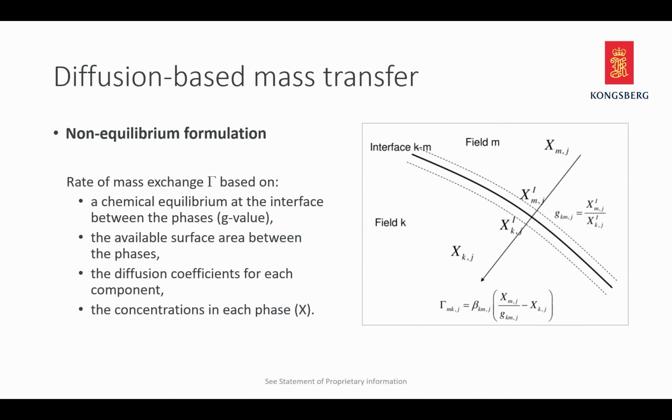Let me remind you now about the diffusion mass transfer. In LedaFlow, we use a non-equilibrium formulation, which means that we don't flash the contents of each cell. We only flash at the inlet and for the initialization. The rate of mass exchanged is instead based on the following: a chemical equilibrium at the interface between the phases. That's this G value that you see on the illustration. The available surface area between the phases, the diffusion coefficients for each component, and the concentration in each phase.